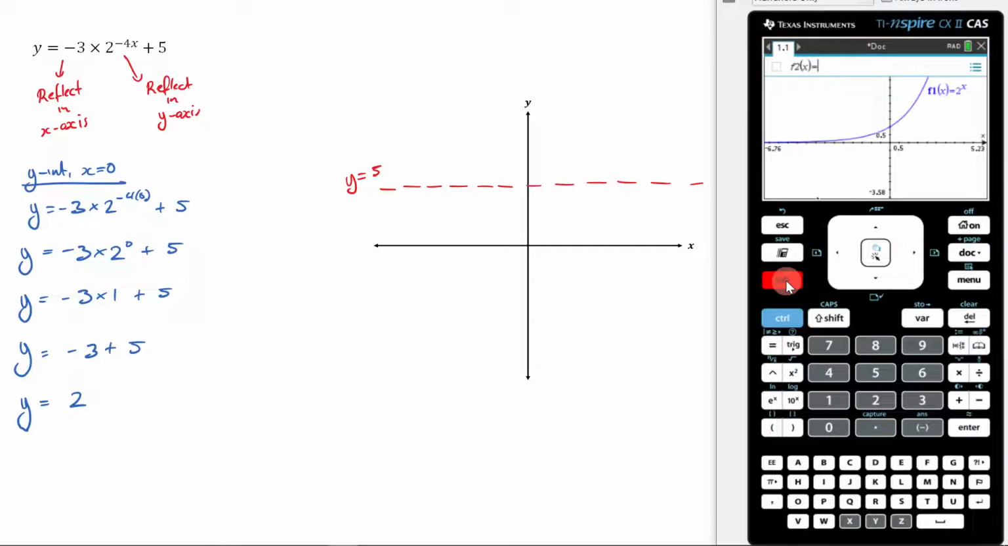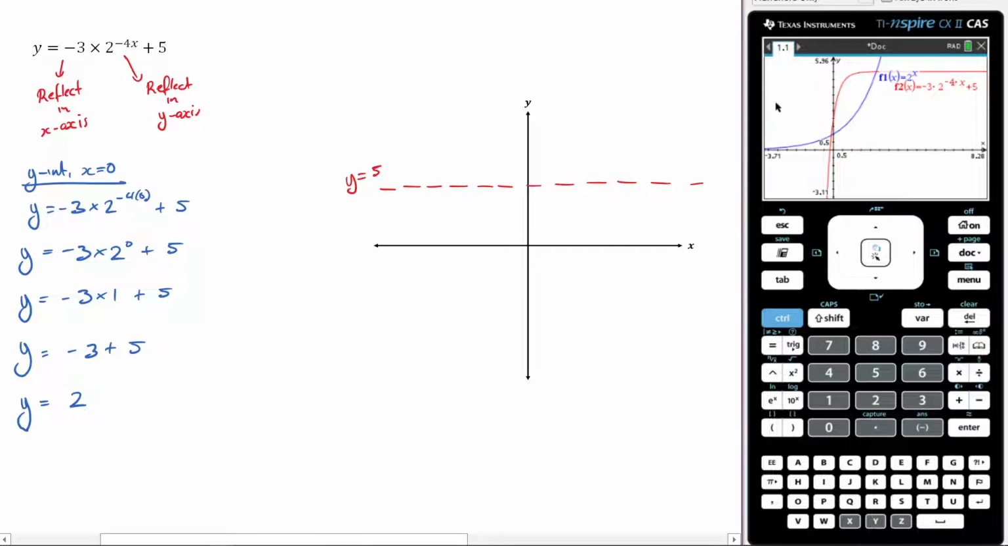So if we come here, we go negative 3 times 2 raised to the negative 4x plus 5. Whoops, I forgot the negative x. Plus 5. There we go. Negative 3 times 2. Good. There it is. That's what it's going to look like. Do you see how steep it is there? So this is where, when you're normally doing it and you've got the skill to find the x-axis intercept, you won't run into this issue. But this is where it's really important that you get a sense of what these things look like. It's going to look something like that. So just got that bit of steepness there.